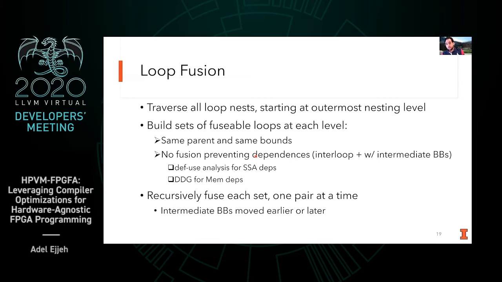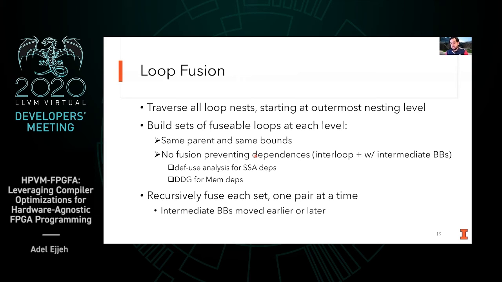For loop fusion, we traverse all the loop nests in the kernel function, starting at the outermost nesting level. At each level, we build disjoint sets of fusable loops such that each set of loops has the same parent and bounds, no interloop fusion-preventing dependencies, and no intermediate basic blocks that cause dependence chains between the fusion candidates. A diffuse analysis is used to check SSA dependencies, and the LLVM data dependence graph is used to check memory dependencies. Once we build all the disjoint sets, we recursively fuse the loops in each set one pair at a time while moving any intermediate basic blocks either earlier or later.